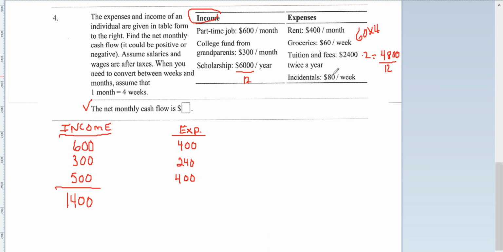Incidentals, $80 a week. So take the 80 times 4, and that'll give you $320. There's your expenses. Add your expenses up, and what do you get? 400, 240, 400, 320 is 1,360. So what is the net monthly cash flow? Your income minus your expenses, which will equal 40. You got $40 left over to do what you want. Okay, nice problem.